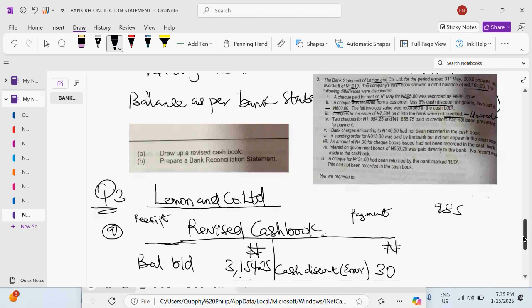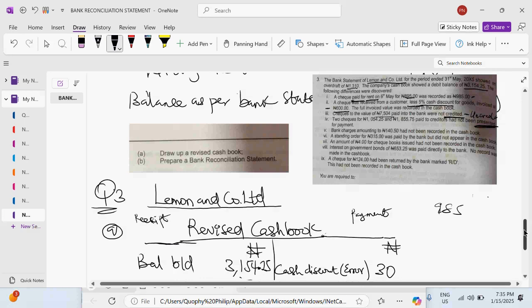2 checks for 154.2 naira and 855.7 naira paid to the creditors had not been presented for payment. Had not been presented for what? Payment.